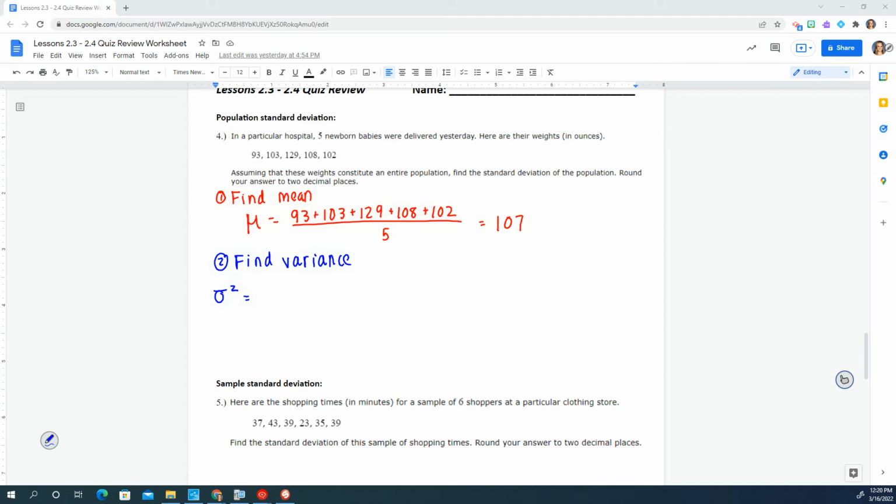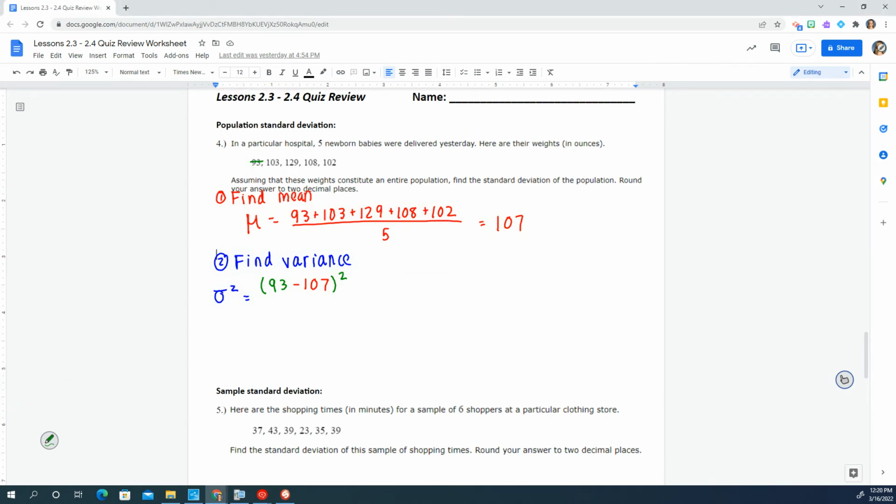So I take my data entries, 93, and I subtract the mean. That tells me how far it is away from the mean. And then what I have to do is square that. This just helps us calculate the average with the standard deviation. Now, I have to do that for every single data entry.